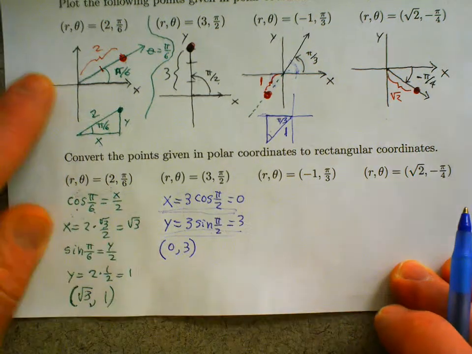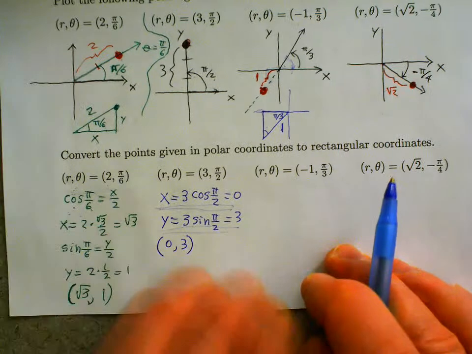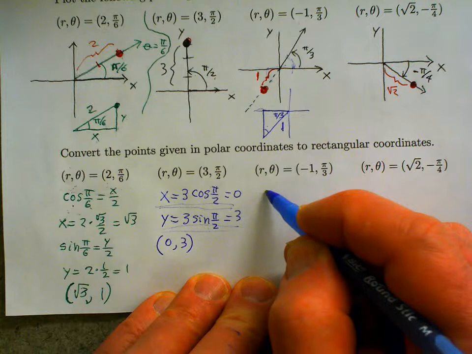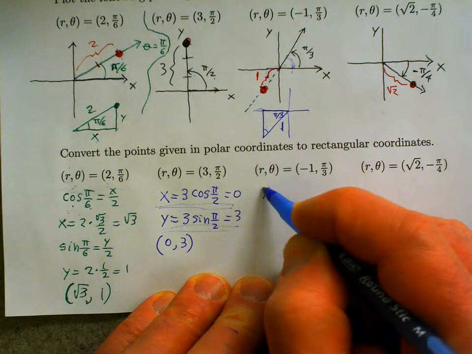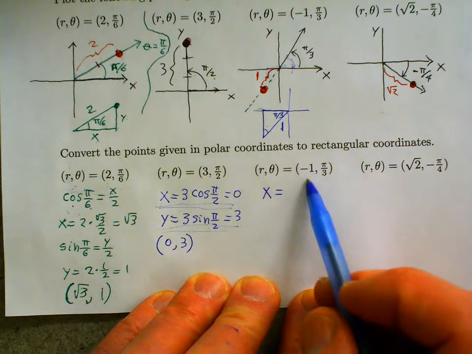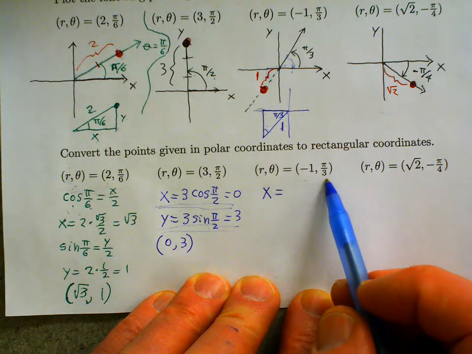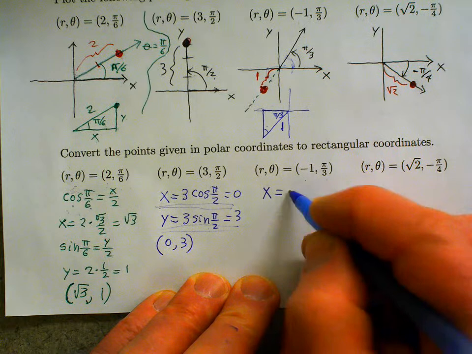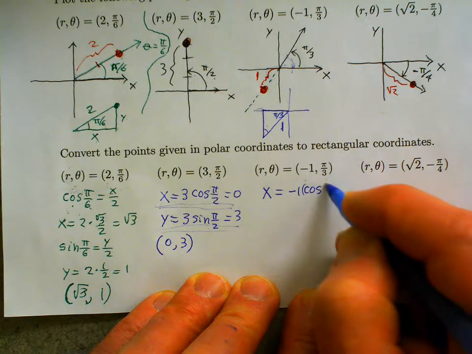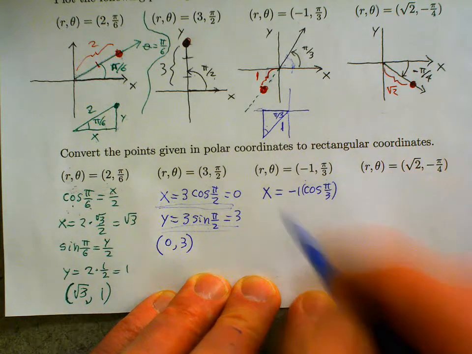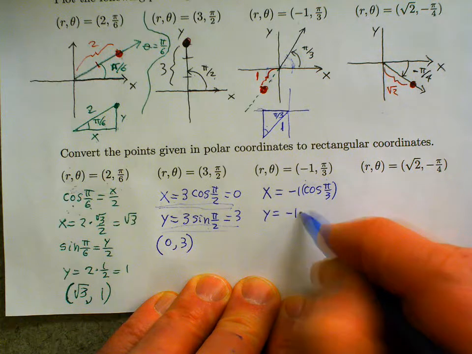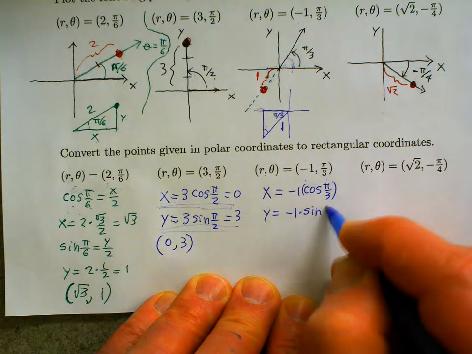I think I need more space. But for now, let's just do what we're going to do in a few minutes. The x-coordinate is equal to r times cosine of pi over 3. So -1 times cosine of pi over 3. And the y-coordinate is -1 times sine of pi over 3.